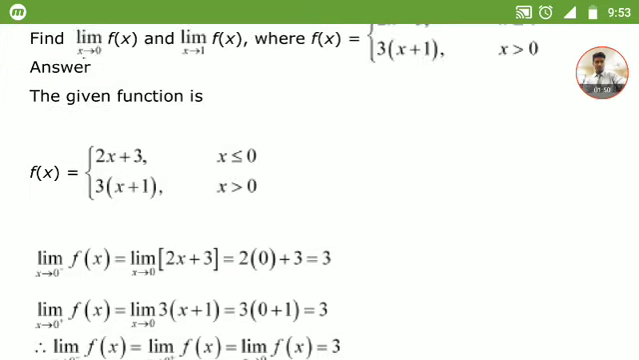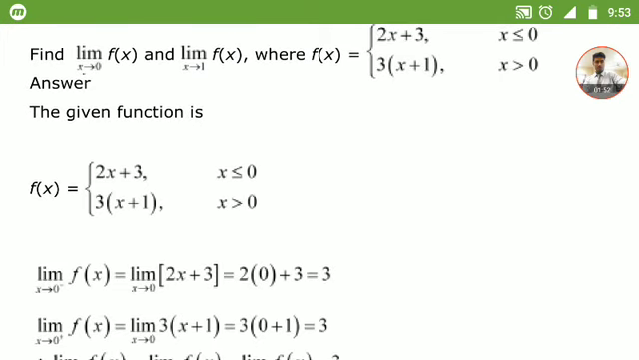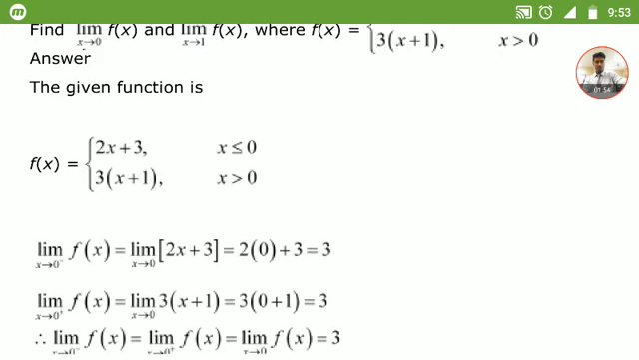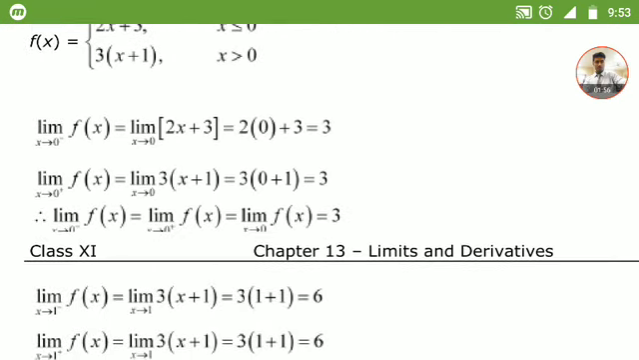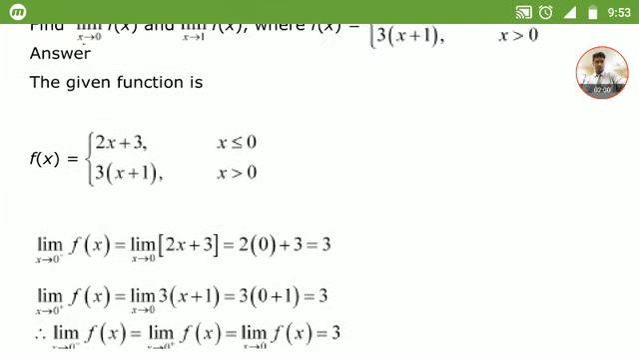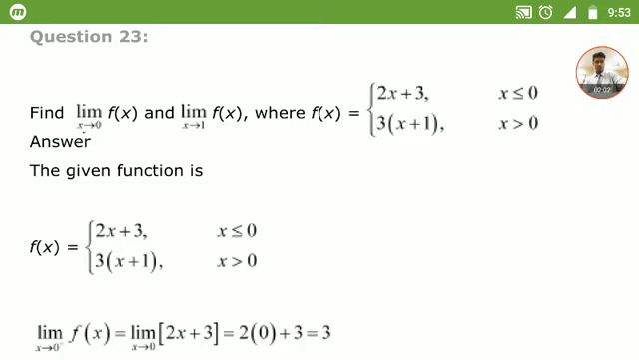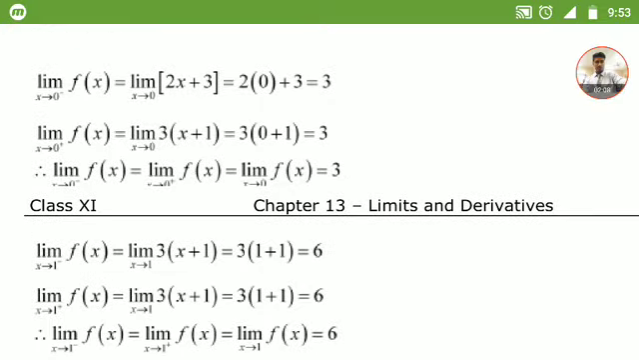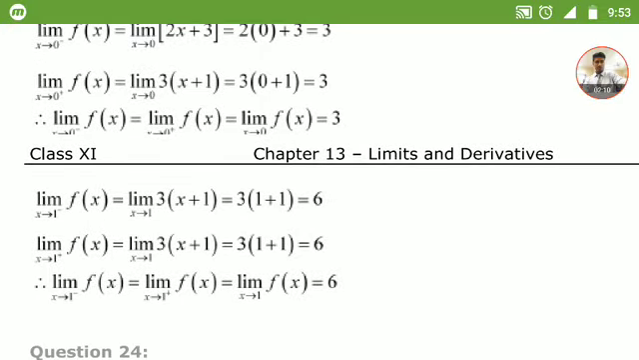Therefore, if the left hand limit and right hand limit are equal, then you say the limit exists and the limit's value is that value. Now the second part is x tending to 1, for less than 1 and greater than 1. Here, for both less than 1 and greater than 1, you'll be picking up 3x plus 1. So 3x plus 1 comes out to be 4, and the right hand limit is also the same.